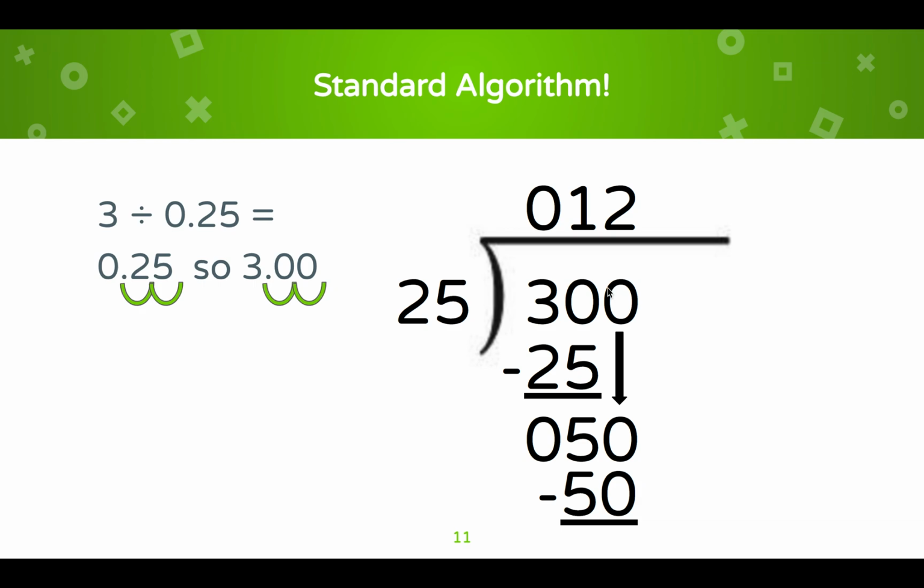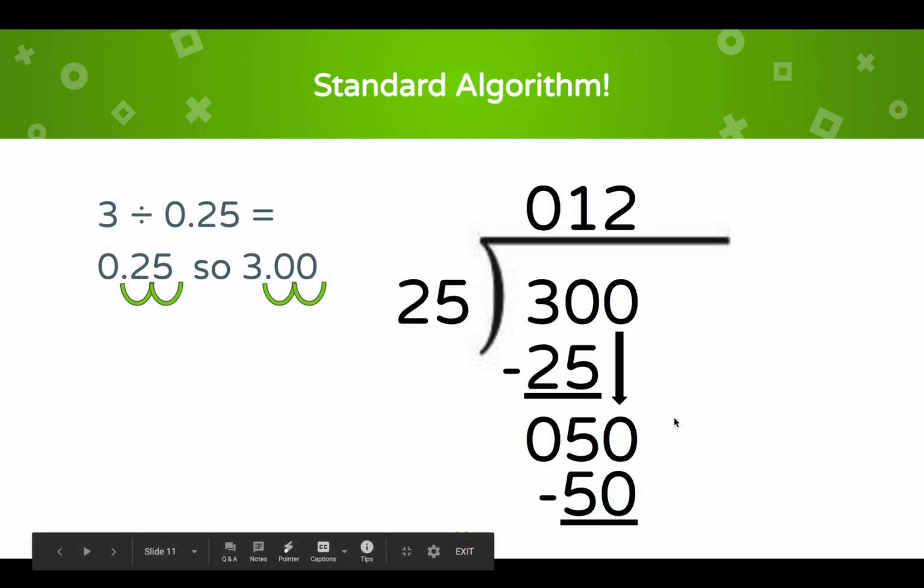Now I can think, how many times can 25 go into 3? It can't. I represented that with a 0 if you need to. You can also just leave it blank. How many times can 25 go into 30? It can go in once. 1 times 25 gives me 25. I subtract, I'm left over with 5. I'm not done yet though, because I still have my 0 that I have to carry down. How many times can 25 go into 50? It can go in twice. 2 times 25 is 50, and I have none left over. My answer still gives me 12.